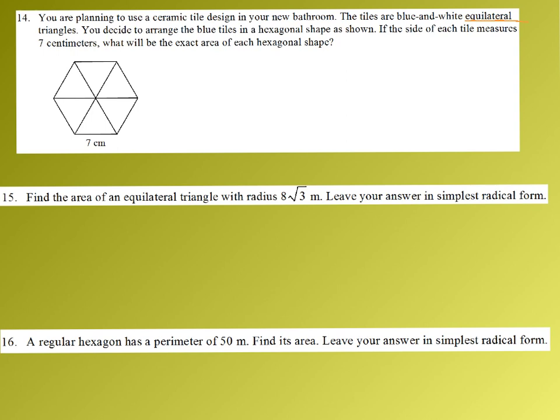Okay, so we know the side is 7. We know these are equilateral triangles, so we know this is 60, and this is 60, and up here that's 60, because they're all equilateral triangles. To find the exact area of each hexagonal shape, we're going to use the formula A equals 1/2 ap.